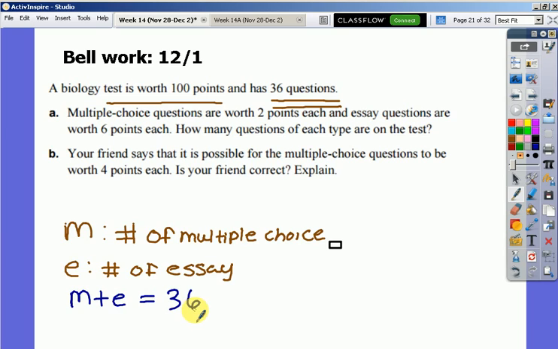And then I have to make another equation that incorporates the specific point values of the multiple choice questions and the essay questions. What will that look like? Someone else? Yes. Close, very close. 2m plus 6e equals 100, right, because you have to utilize the point value of the test itself. So, 2m plus 6e equals 100.